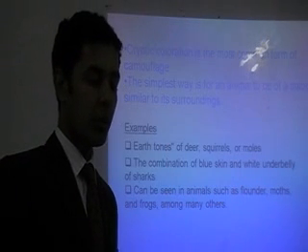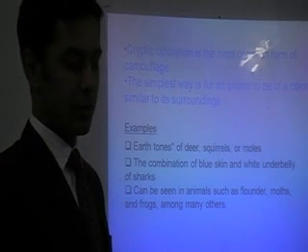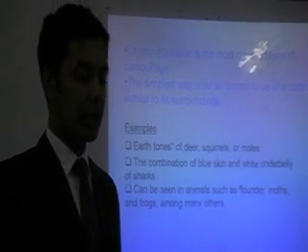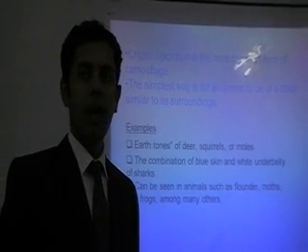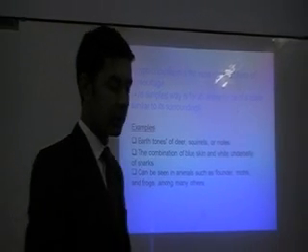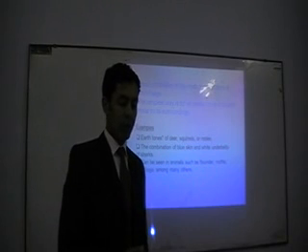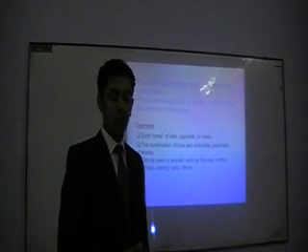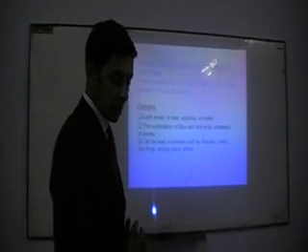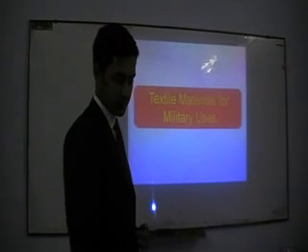Cryptic coloration is the most common form of camouflage. The simplest way is for an animal to be of a color similar to its surroundings, like a green parrot in green leaves, you cannot detect it. Other examples may include earth tones of deer, squirrels, moles, the combination of blue skin and white underbelly of a shark, or animals such as moths, frogs, and many others.